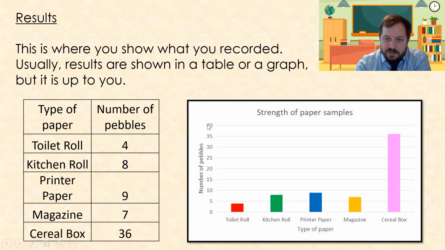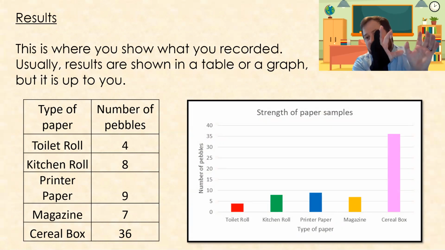So we have number of pebbles up the side here, and we have our types of paper here. And then you just put the bars up to whichever number they were at. And you can do this on squared paper, you can do it on lined paper. The one thing to remember is, as you can see from this, our bars aren't touching. And the reason for that is that toilet paper is in no way linked to kitchen roll. You can't have an area between the two of them which is half of one, half of the other. They are two distinct objects.